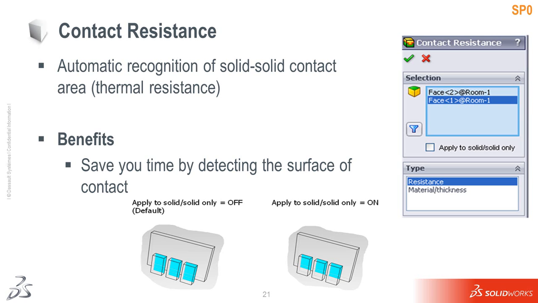In SolidWorks Flow Simulation 2012, the contact resistance might be specified on faces or parts of faces at the solid-solid interface only. The Apply to Solid-Solid Only option in the contact resistance dialog box allows you to enable contact resistance only at overlapping parts of solid surfaces in contact. This will save you time by detecting the surface of contact, and so you don't need to split the faces anymore.